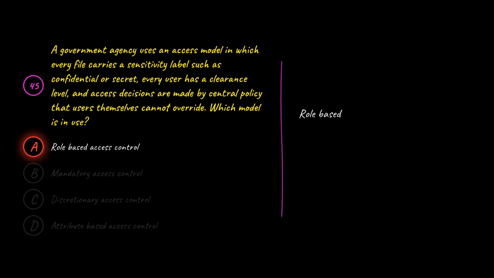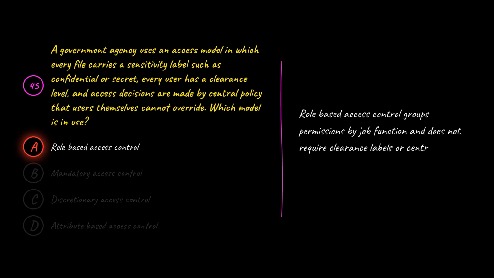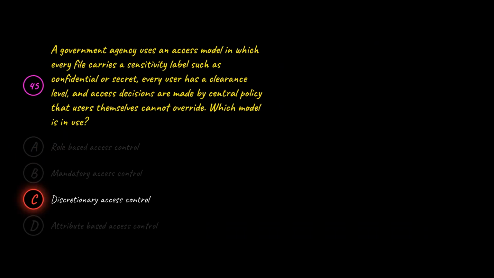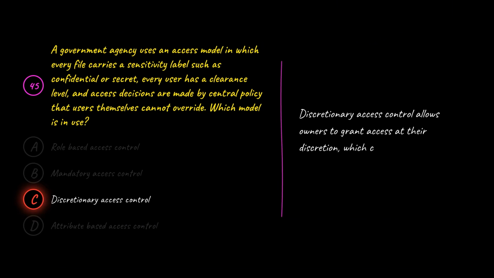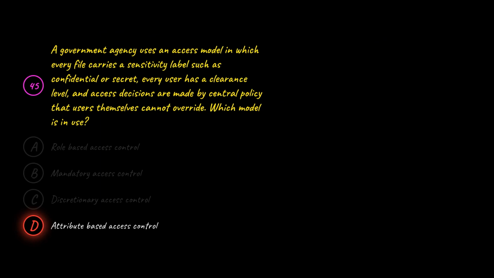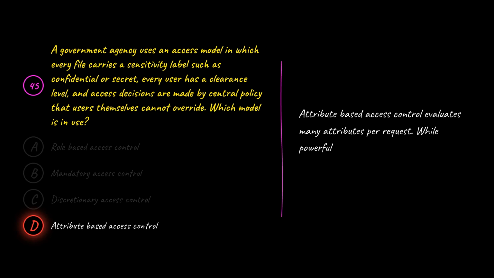A is wrong because role-based access control groups permissions by job function and does not require clearance labels or central override prohibitions. C is wrong because discretionary access control allows owners to grant access at their discretion, which contradicts the rule that users cannot override decisions. D is wrong because attribute-based access control evaluates many attributes per request. While powerful, it is not specifically defined by clearance levels and labels.